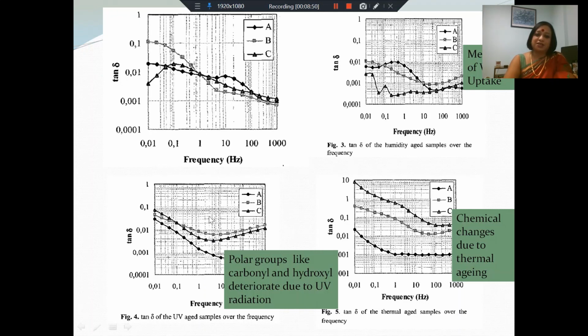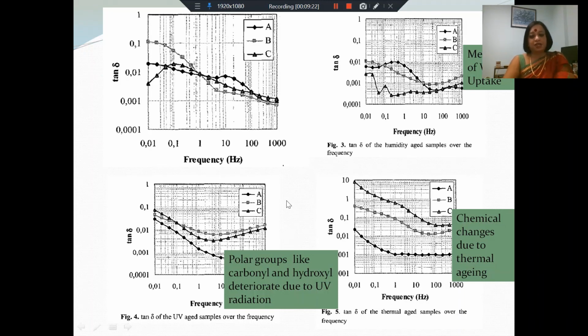And here too we see that the curves have been affected in a different manner. Tan delta has increased, but not a lot. And the changes that you see are mostly in the high frequency region. In these two cases, for thermal aging and for humidity aging, the changes that you see are in the low frequency region, or moderately low frequency region, always below 10 hertz. Whereas in this case, ultraviolet radiation seems to affect the polarization mechanisms which are operational at high frequencies.